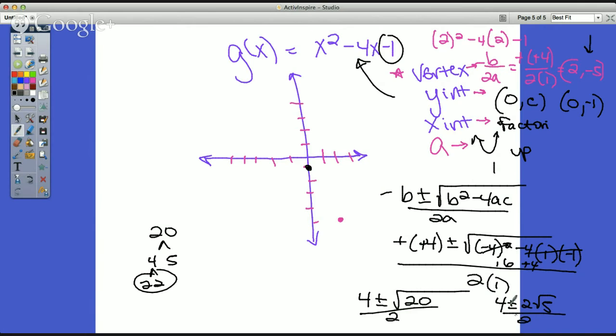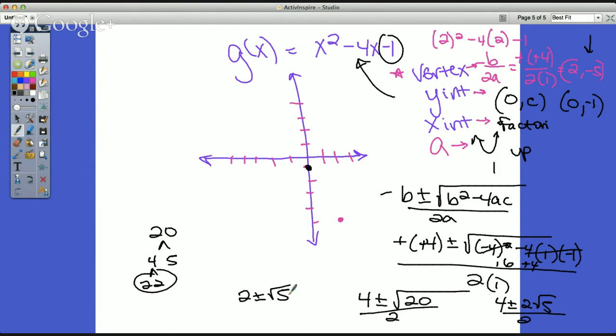So divide all 3 of these by 2, has to be all 3 there. And when I do that, I'll get 2 plus or minus square root of 5 all over 1, or just say 2 plus or minus the square root of 5. Now, because we can't do that, I'm going to get my calculator and actually plug that in. So do 2 plus square root of 5, and then also 2 minus square root of 5 to see what we get. So 2 minus square root of 5 would be negative 0.24.